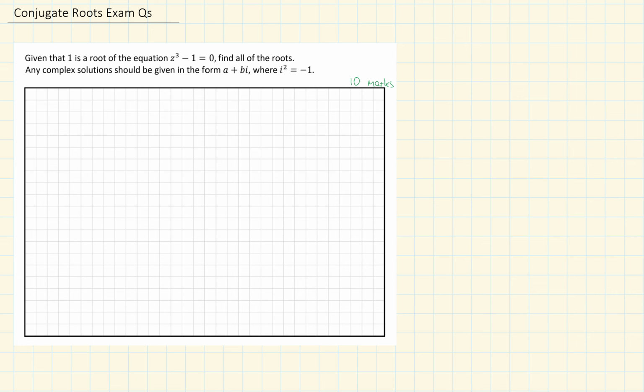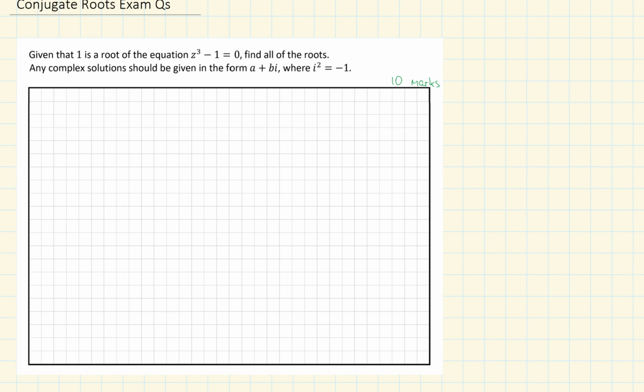Okay, so in this video we are going to have a look at an exam question involving the conjugate root theorem. So we see here, just highlight what we have so we can figure out what we need to do. They said 1 is a root of the equation, find all of the roots, and then they tell us here complex solution, and they remind us i squared equals minus 1.